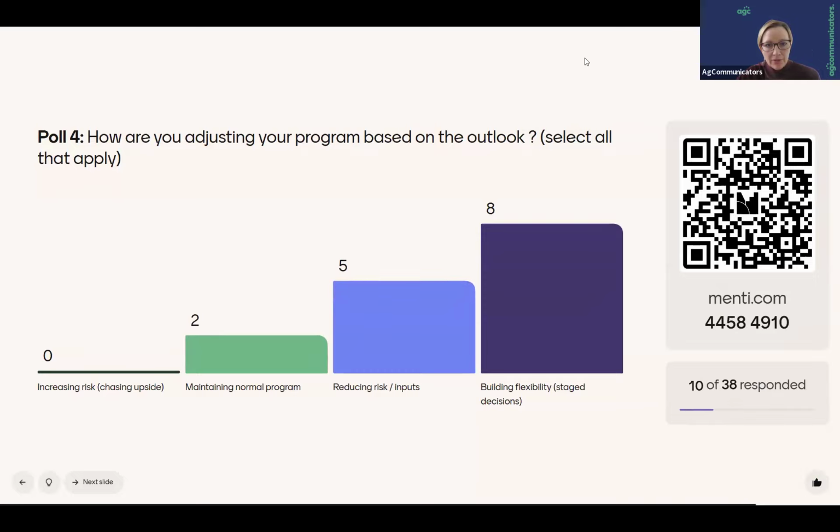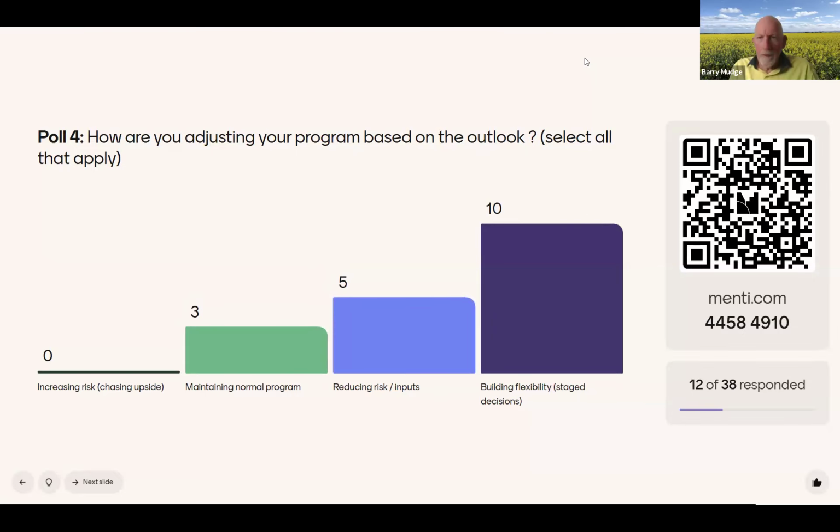And Barry, from a RiskWi's point of view, maybe some commentary. What do you think? What are you seeing here? Building flexibility seems to be what people are leaning towards, reducing some risk and inputs. Yeah, and that's very much around the expectation around tactical use of nitrogen. All the nitrogen decisions can very much be tactical decisions. That's what we're talking about there, and then reducing risk and reducing inputs is getting some traction. Again, these are what we'd expect a rational approach would be. So no, it's all good.